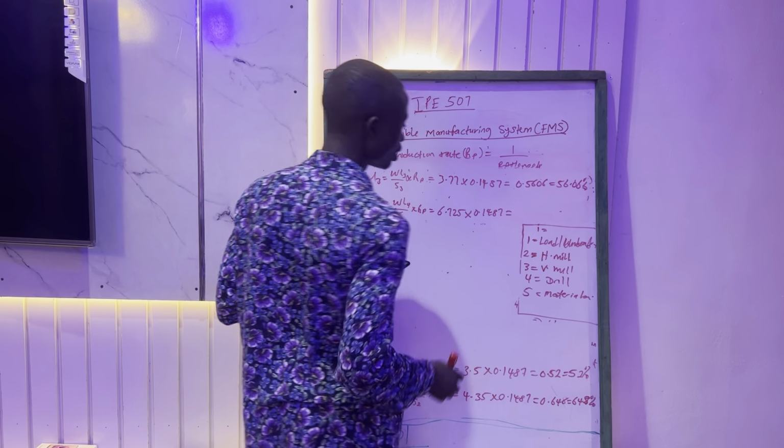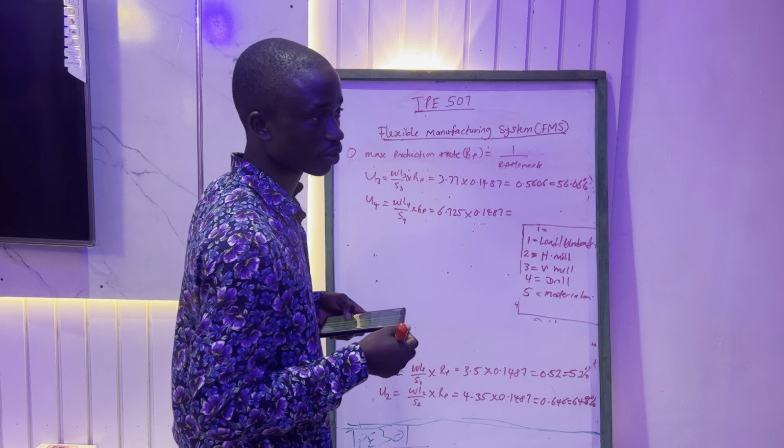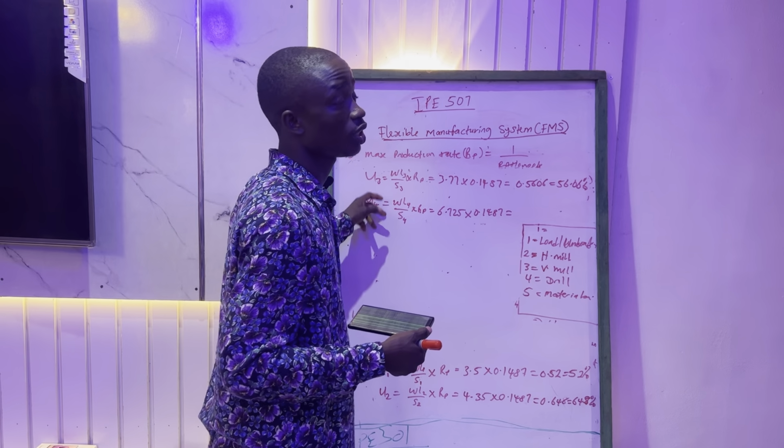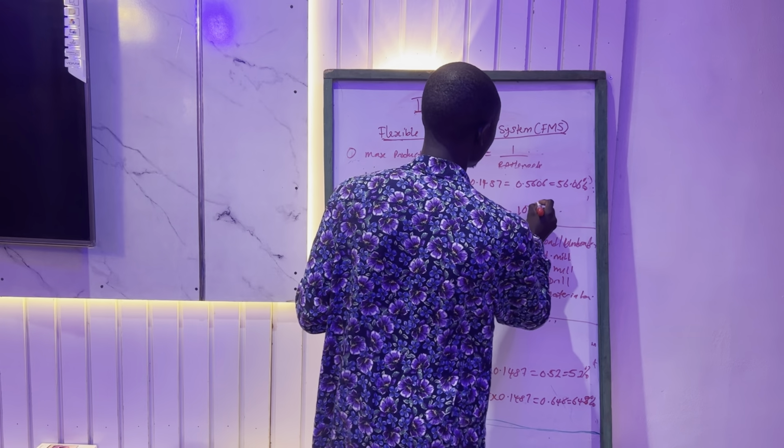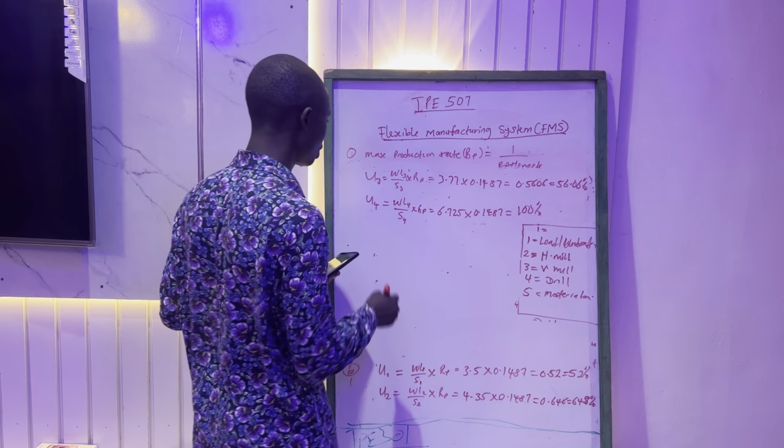0.1487. We should already know what this answer will give us. Since this is the maximum one, we are expected to get 100%. So that will give us 100%. This is the bottleneck. We must get 100%.